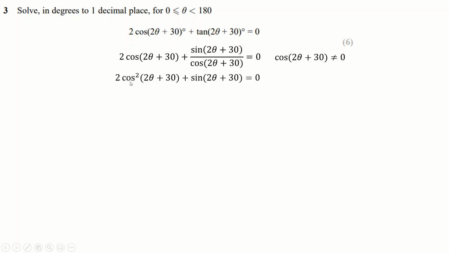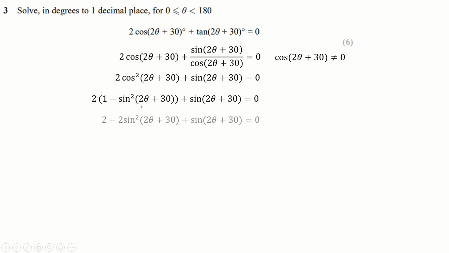If I replace this cos squared with 1 minus sine squared, I can then get a quadratic in sine. And I'll write that quadratic with the sine squared as being a positive thing, just because. Okay, so that's all just simplifying there. At this point, you kind of hope that it factorizes.